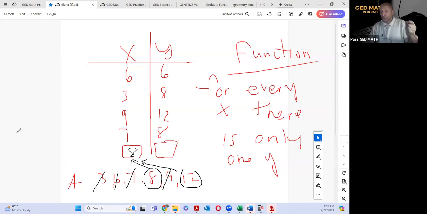Okay? So what you're looking at, when they use that word function, there are going to be 2 things you're going to have to do if you see the word function. You're either going to have to evaluate it or you have to see if it's a valid function. This right here is to see if something is a valid function. They could give you points. They could give you a graph. They could give you a table. All you got to remember is my x's can't repeat.